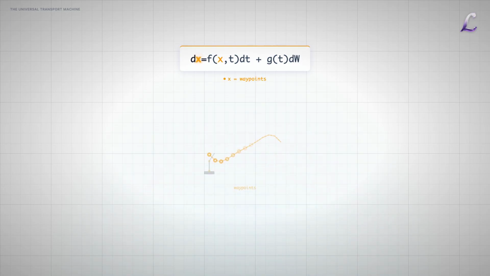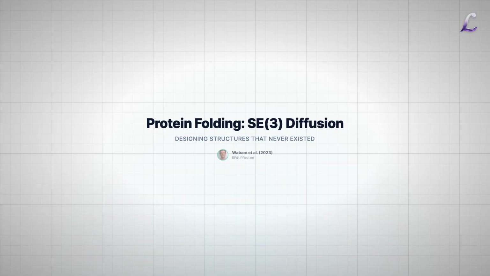Today, we stop generating pixels. We are going to generate life-saving drugs, protein structures, and robot behaviors using the exact same engine. Let's start with biology. AlphaFold solved the forward problem, predicting structure from sequence. But we want the inverse, designing a structure to perform a function.